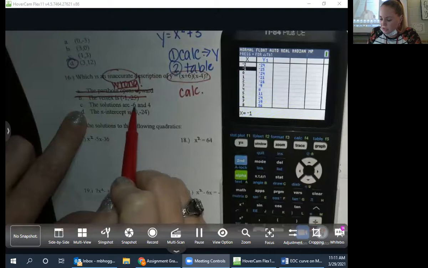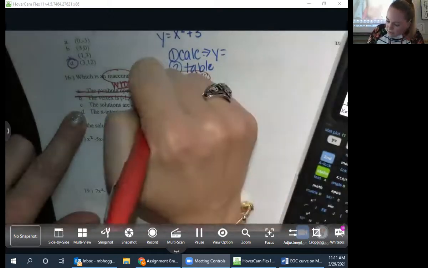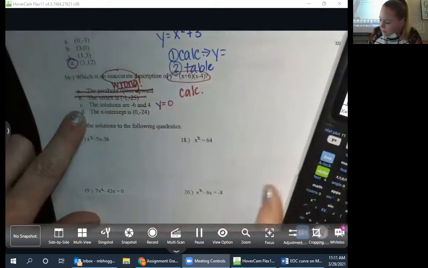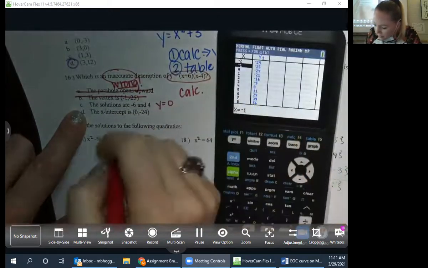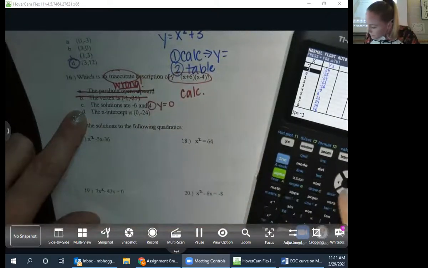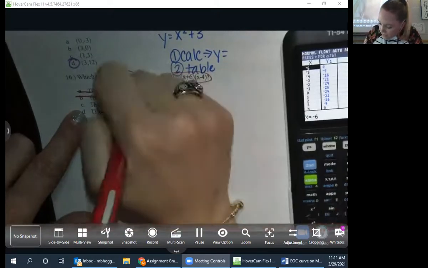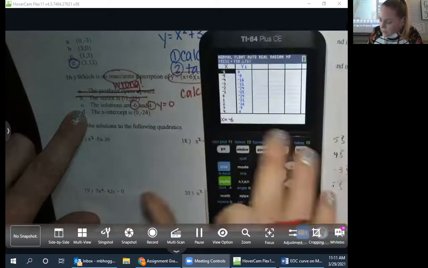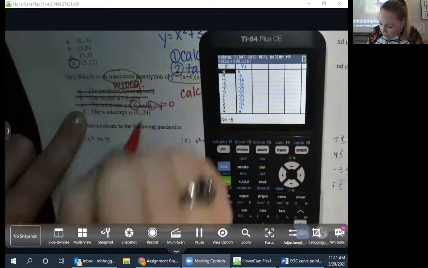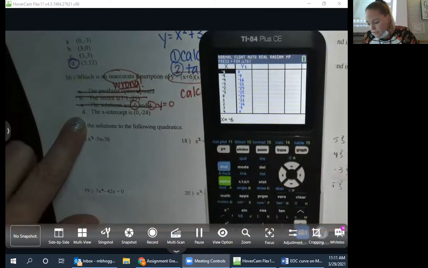The solutions are 6 and -4. Solutions are anywhere y equals 0. Y equals 0 at 4. Let's see if it's -6. And y equals 0 at -6. I see that on my calculator. That is not inaccurate. That is correct.